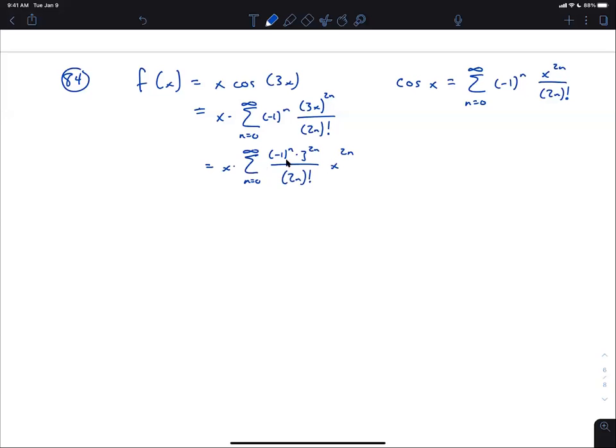And now the x needs to go in here. So this is x to the first. When you multiply it by all this, it'll get combined with the x to the 2n, and you add powers. So you get x to the 2n plus 1 because the x outside is x to the first. And then that's the answer. Does that make sense to everybody? Any questions on that?